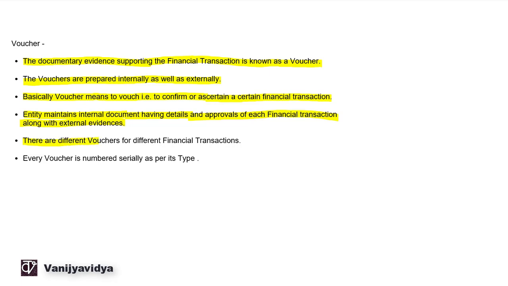There are different vouchers for different financial transactions. So for each different type of financial transaction, there are different types of voucher. And each voucher is numbered serially as per the type. Usually the voucher is numbered serially, chronologically as per the date, and its type. Now let's see what are the different types of vouchers.